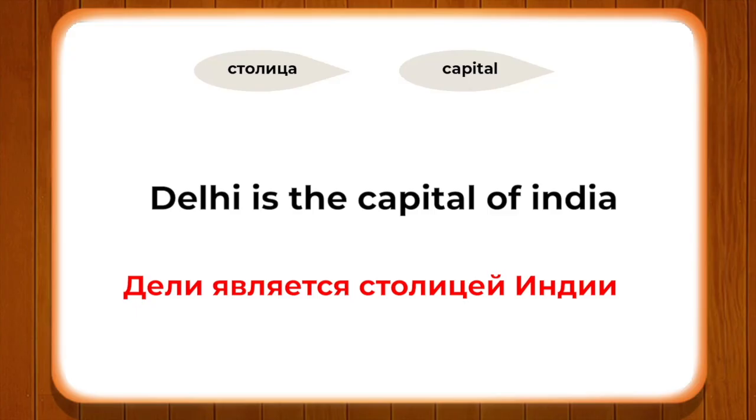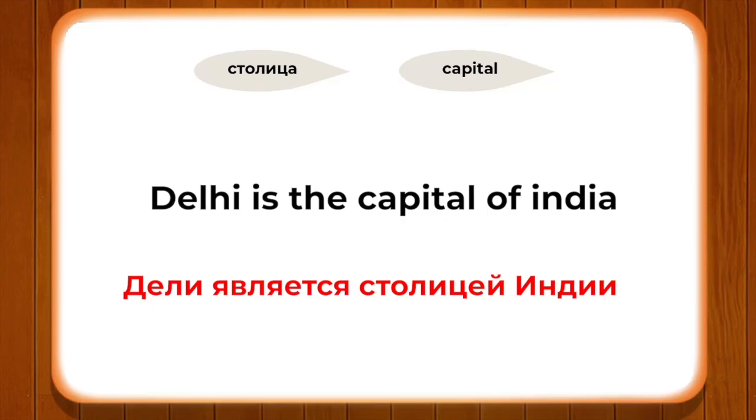Индии. So, basically it is in the genitive case, which you will be learning in the dedicated modules, but it is very important, so we are just doing it. Delhi is the capital of India: Дели столица Индии. You can also say Moscow is the capital of Russia: Москва столица России. These kinds of examples are very important.